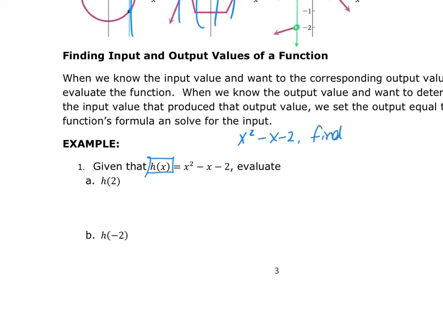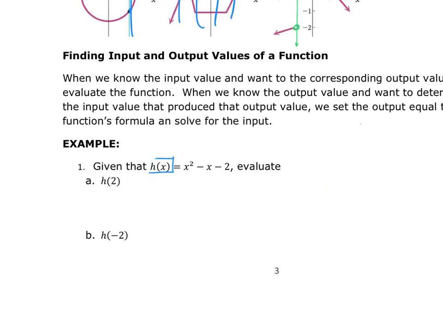Find the value when x is equal to 2. And then I'd have to write that every time, right? I'd have to say, find the value of this expression, find the value of the expression when x is equal to 2. Now that's a lot of writing. So because I'm not real fond of a lot of writing, we get to use function notation.